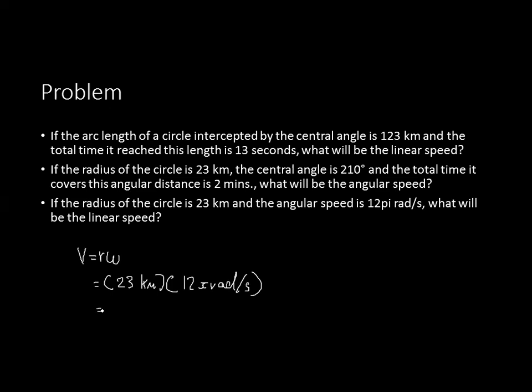Now we can get the answer. 23 times 12 pi is 276 pi kilometers per second. So that is the exact answer.